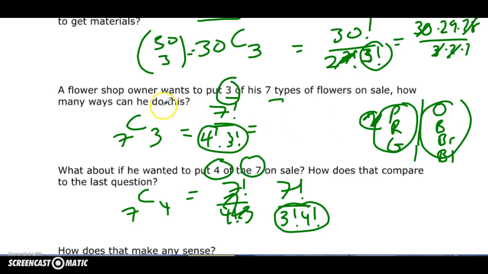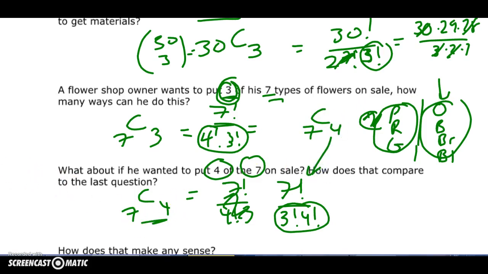So, you know, if I said to you, how many ways can you put, so here's the same situation. This guy wants to put 3 on sale out of 7. That's the exact same question as saying, I want to put 4 not on sale, right? 4 of them are not on sale. How do you do that? Well, that would be choosing this, and what's that? That's this, and guess what? That's the same as this.